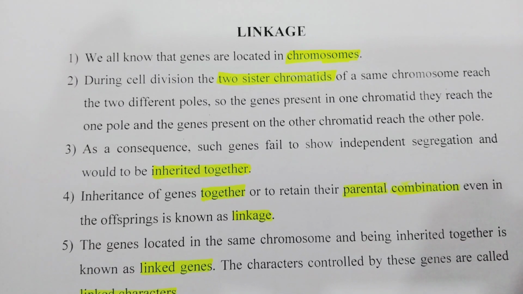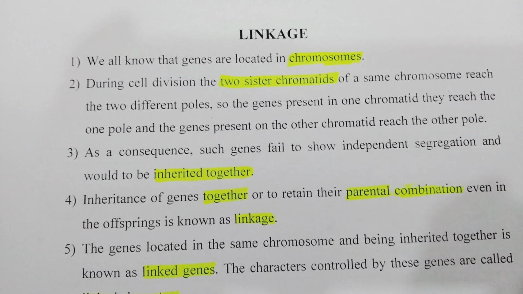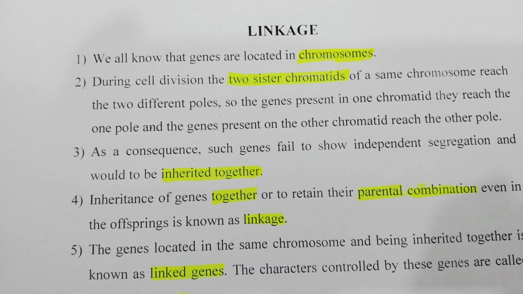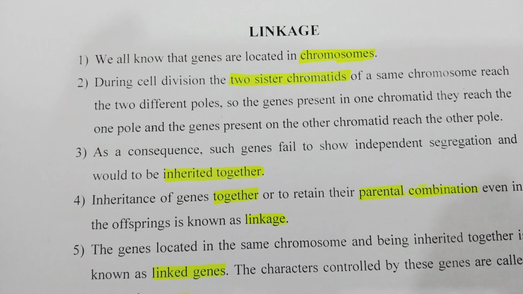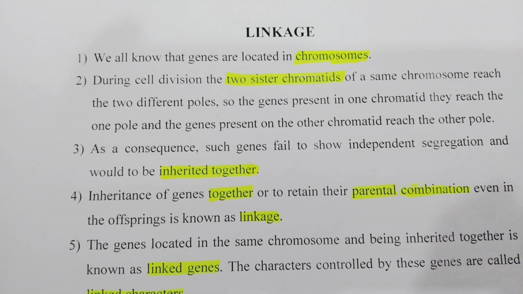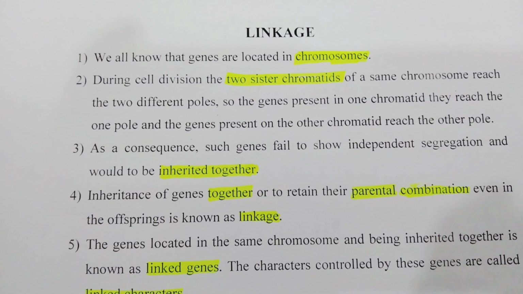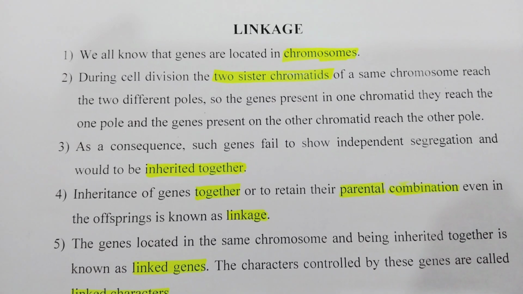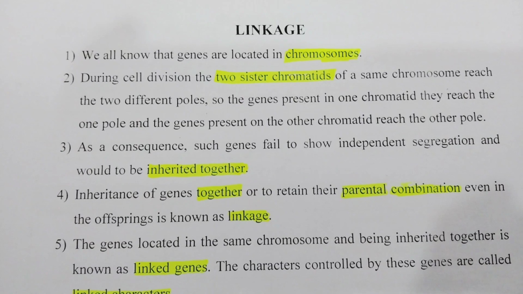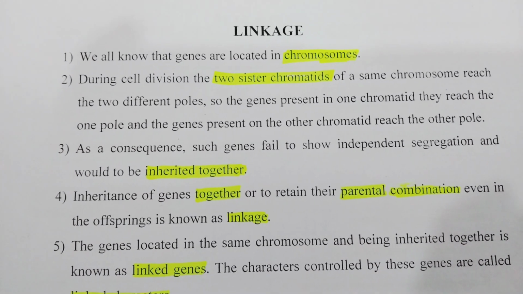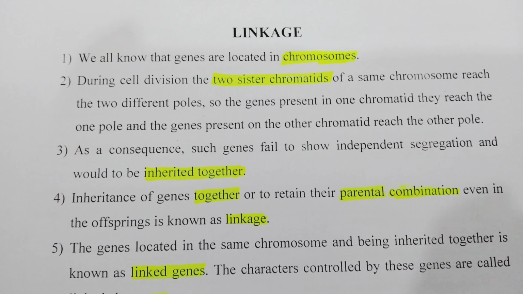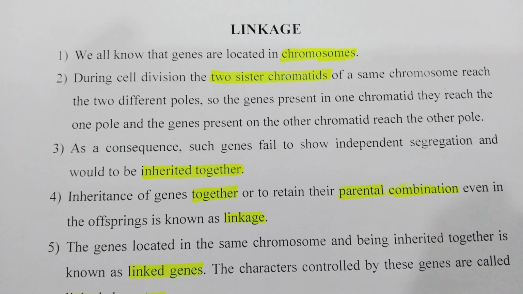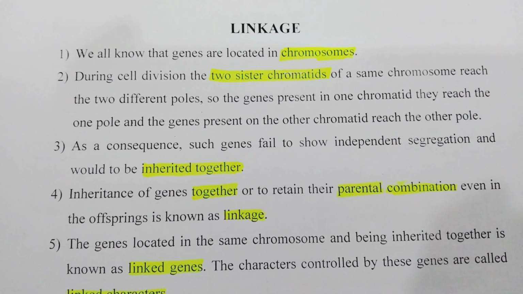In this video, I am going to give you a brief lecture on linkage. As you know, the genes are present in chromosomes. So chromosomes are the hereditary materials. They consist of genes. During cell division, the two sister chromatids of the same chromosome reach two different poles. So the genes present in one chromatid reach one pole of the cell, and the other chromatid reaches the other pole.